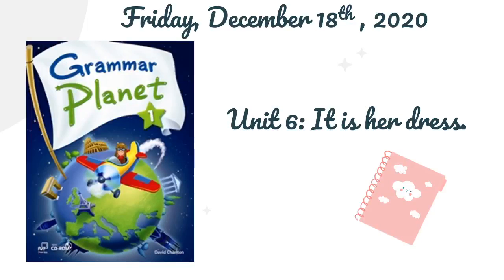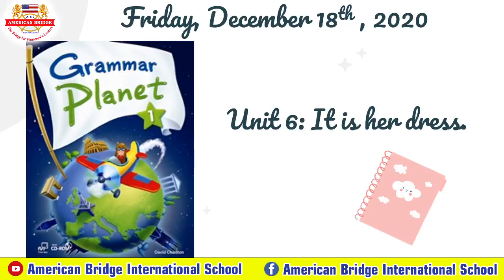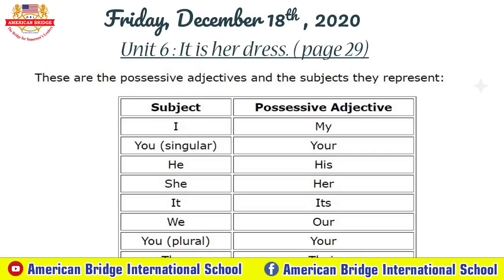So our second session for today, teacher wants you to prepare your book, Grammar Planet 1, so that we can continue our lesson. It's our new lesson for today, Unit 6, that we talk about dress. So I want you to open your book on page 29. On page 29 for today, we have a new grammar to learn, that is possessive adjectives.